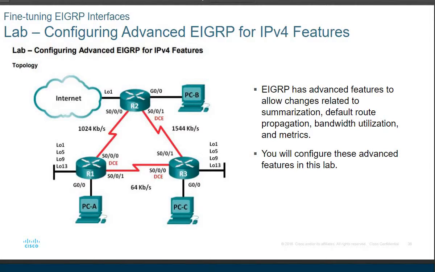Fine-Tuning EIGRP Interfaces. Lab: Configuring Advanced EIGRP for IPv4 Features. EIGRP has advanced features to allow changes related to summarization, default route propagation, bandwidth utilization, and metrics. You will configure these advanced features in this lab.